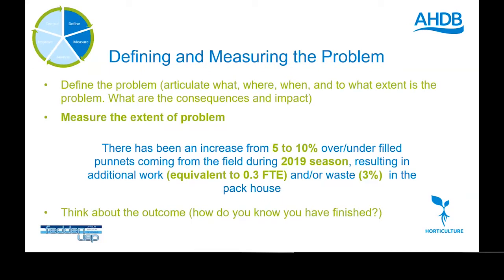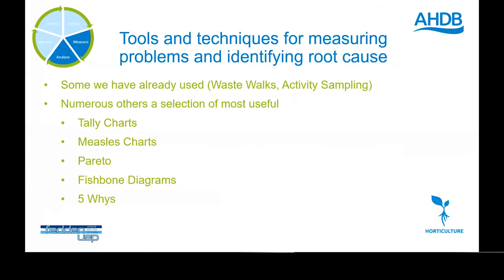That would give you some idea of the additional work that's happening as a result of people having to rework the overfilling or underfilling of punnets. The other ones that we find are particularly useful are things like tally charts, measles charts. Sorry, I'm expecting you to remember these. I'll go through each of these in turn: something called Pareto, Fishbone diagrams, and 5 whys.